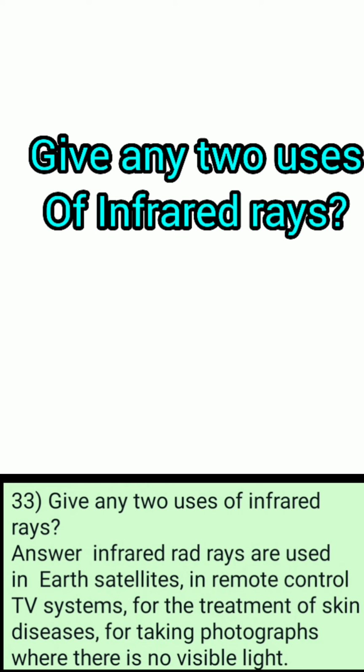34. Give any two uses of infrared rays. Answer: Infrared rays are used in Earth satellites, in remote control TV systems, for the treatment of skin diseases, and for taking photographs where there is no visible light.